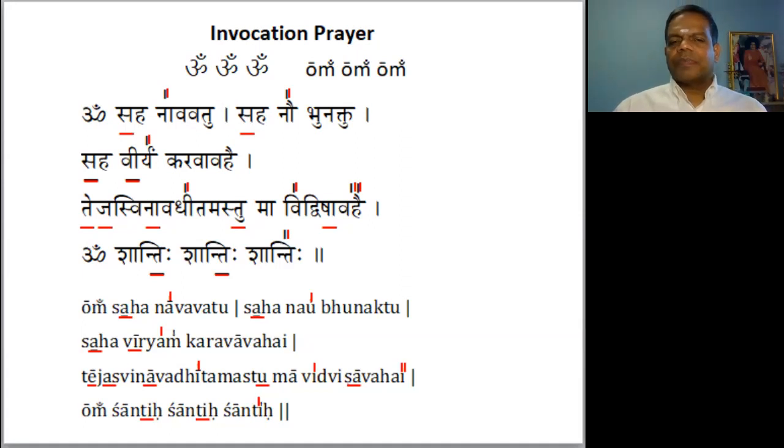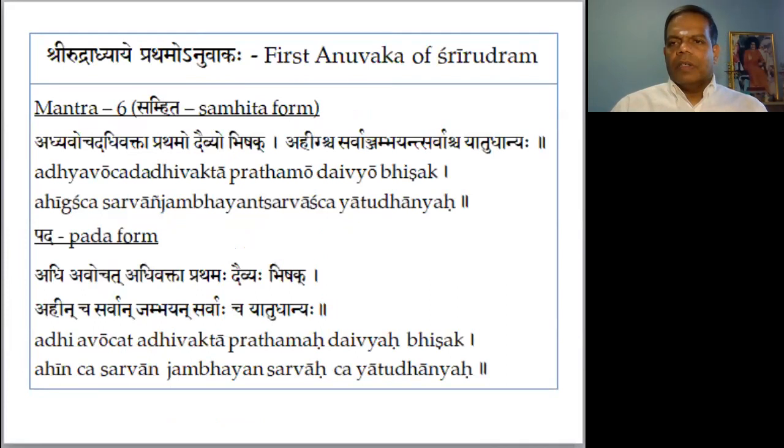Sairam everyone. To continue where we left off, we're going to look at the sixth Rik mantra in the first Anuvaka of Sri Rudram. We'll read the mantra.